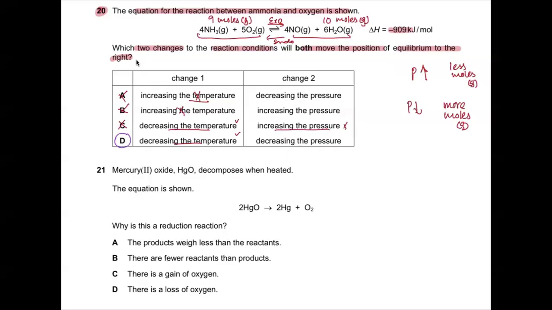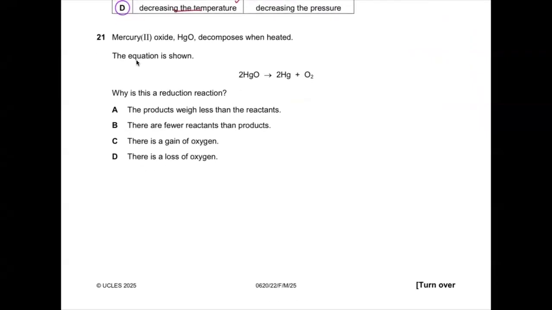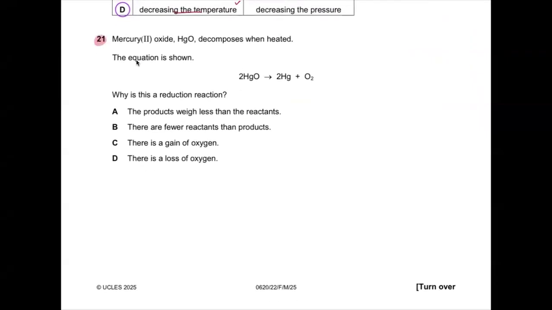So D is the correct answer. Is this understandable to all of you? Now, MCQ number 21. Mercury(II) oxide, HgO, decomposes when heated.